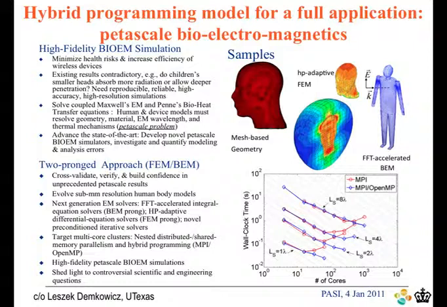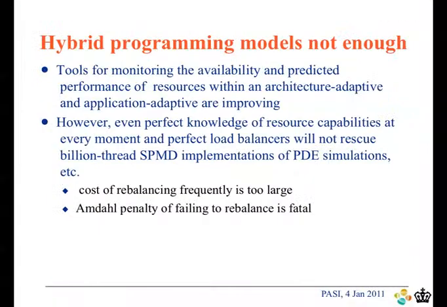So we definitely have light at the end of the tunnel, or at least partway through the tunnel, of the hybrid model, the MPI plus X model. But hybrid programming models are probably not enough. In other words, I'm not assuming that we can stay with bulk synchronous and just hybridize. I don't think that's enough for the exascale.